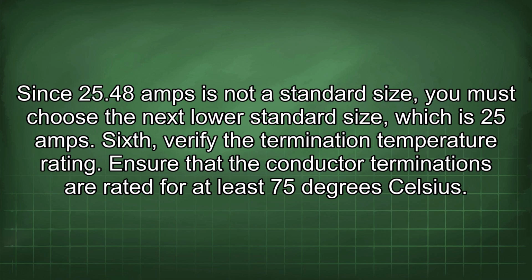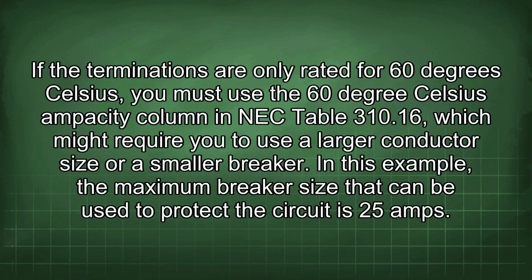Sixth, verify the termination temperature rating. Ensure that the conductor terminations are rated for at least 75 degrees Celsius. If the terminations are only rated for 60 degrees Celsius, you must use the 60 degrees Celsius ampacity column in NEC table 310.16, which might require you to use a larger conductor size or a smaller breaker.